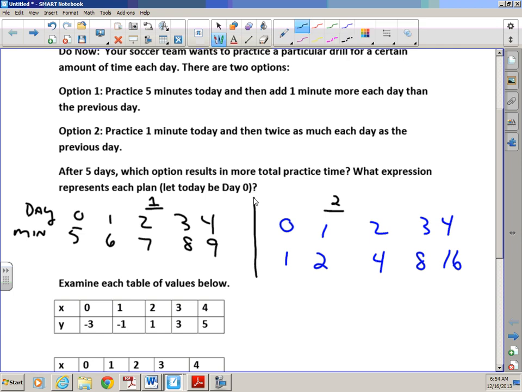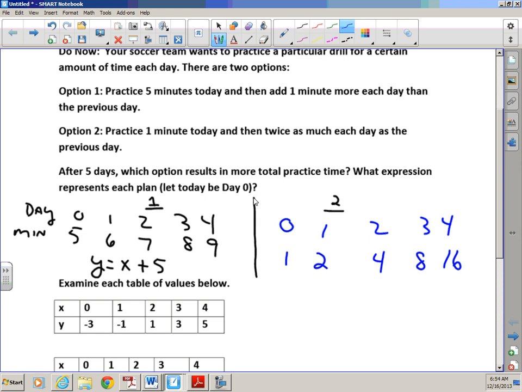how would we write an equation for each of these? Well, the one on the left is pretty straightforward. What would we write? Y equals x plus 5, if we let the day be x and the minutes be y. You can see that you add 5 to each day.